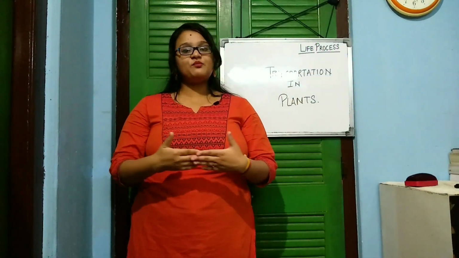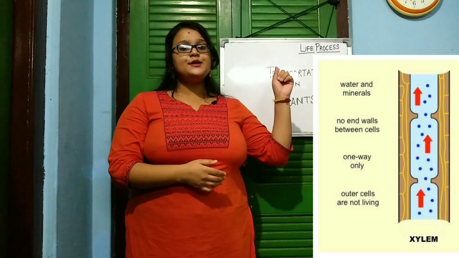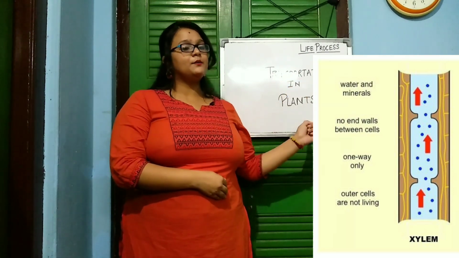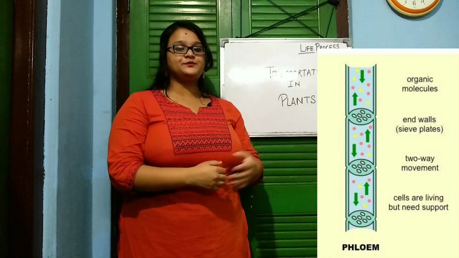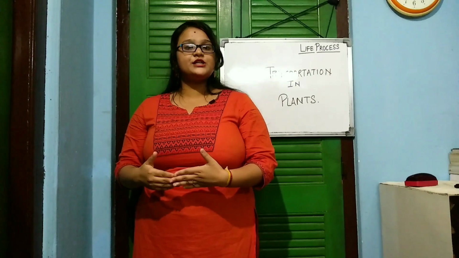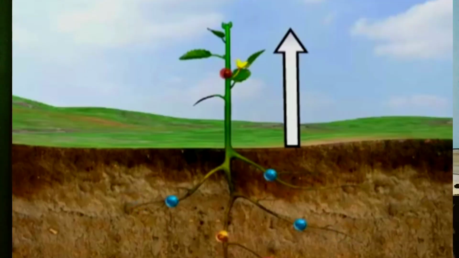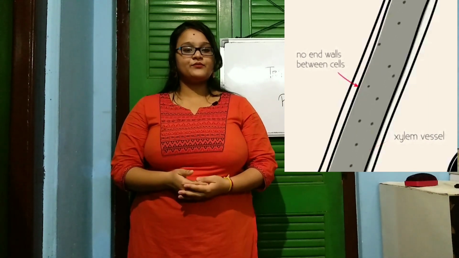The transport of materials in a plant can be divided into two parts. Number one, transport of water and minerals in plants. Number two, transport of food and other substances in the plant. Now, let us move on to how the transportation of water and minerals takes place. Water and minerals are transported to the aerial parts of the plant through a tubular passage known as xylem.